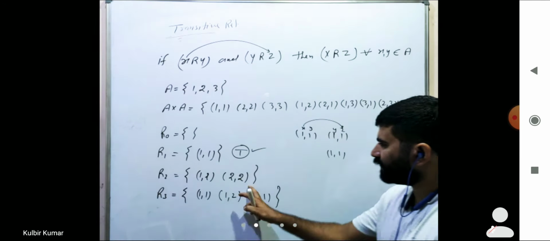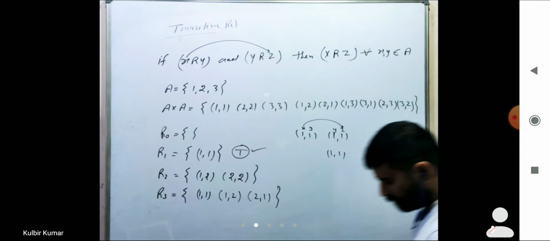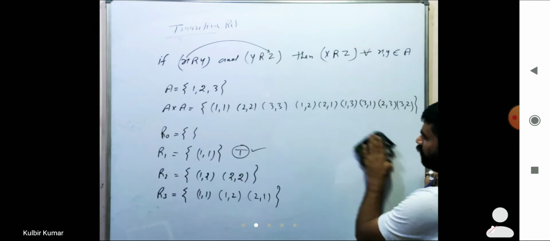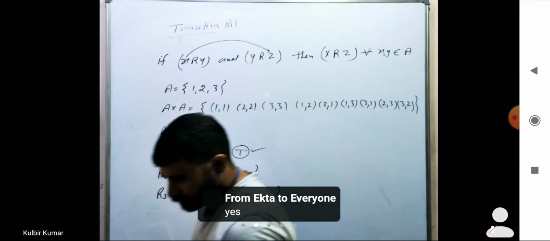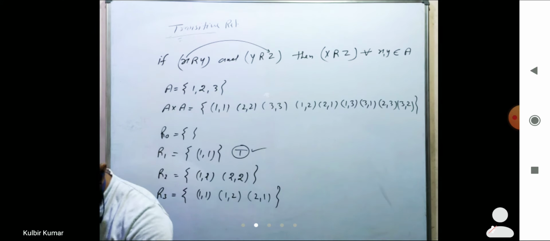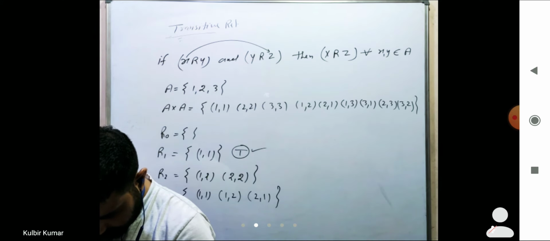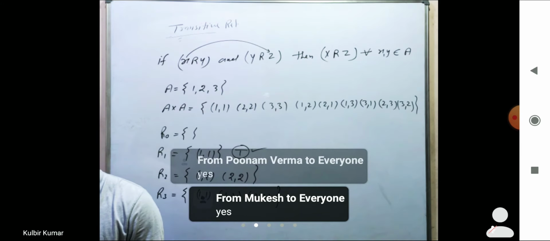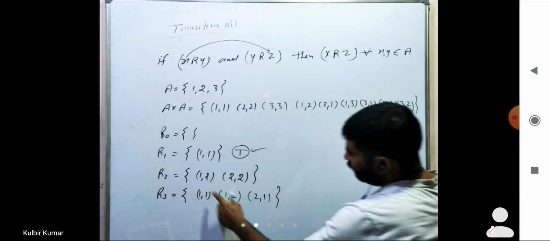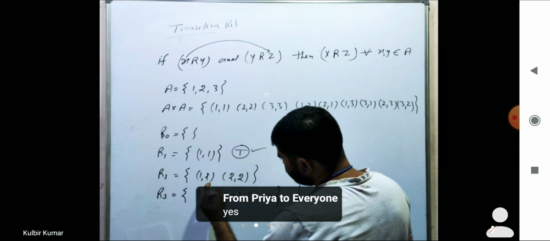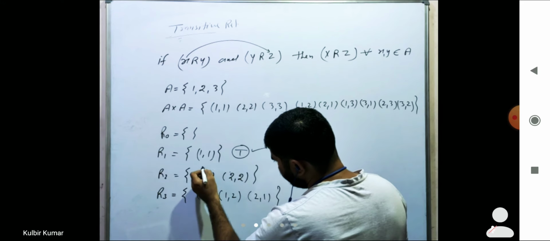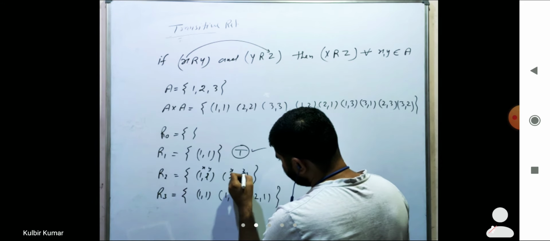What about the second one, relation R2? Is R2 transitive or not? Again it is yes. So let's see how it is transitive. If it is 1 comma 2 and 2 comma 2, let me say it is x, this is y, this is y, then z.